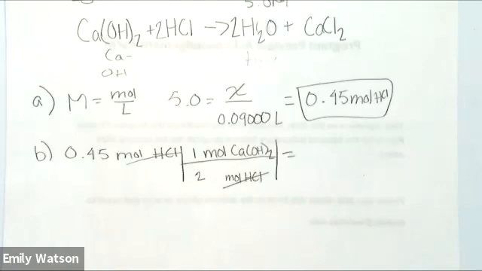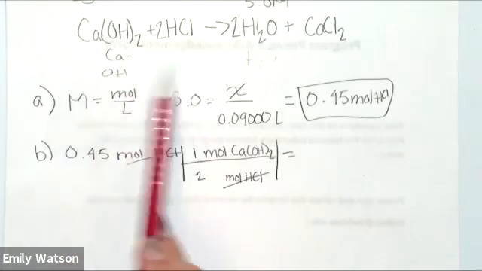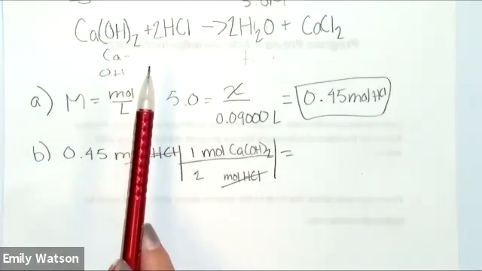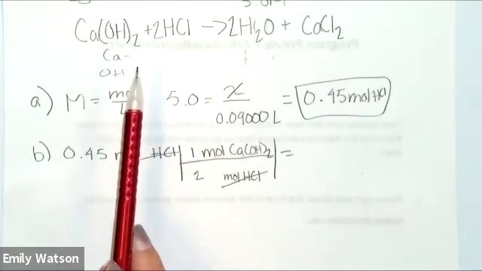Because this question is only asking for moles of calcium hydroxide used, and because of these coefficients, we don't have to go to grams of anything. We can just stay in moles the whole time. Does that make sense? It'll ask you for grams.